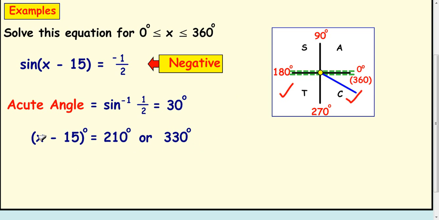Then I need to make an adjustment. If x subtract 15 is 210, you must add 15 to this to get your solution. And if x minus 15 is equal to 330, to get x you must add 15 to this answer here. So 225 or 345.